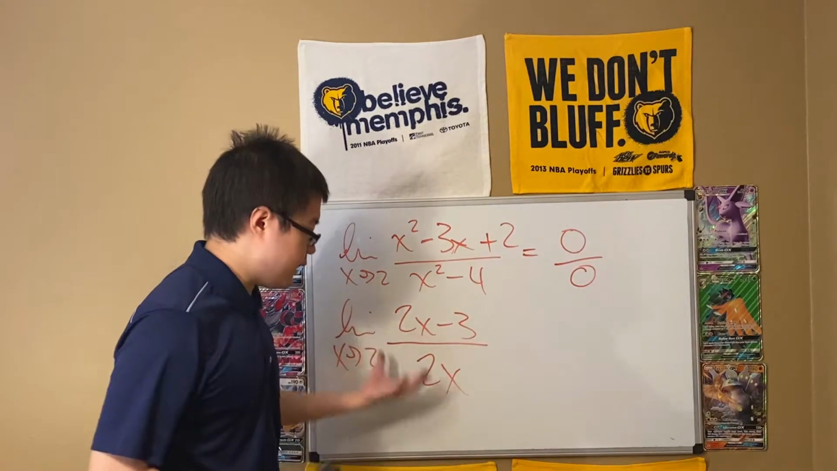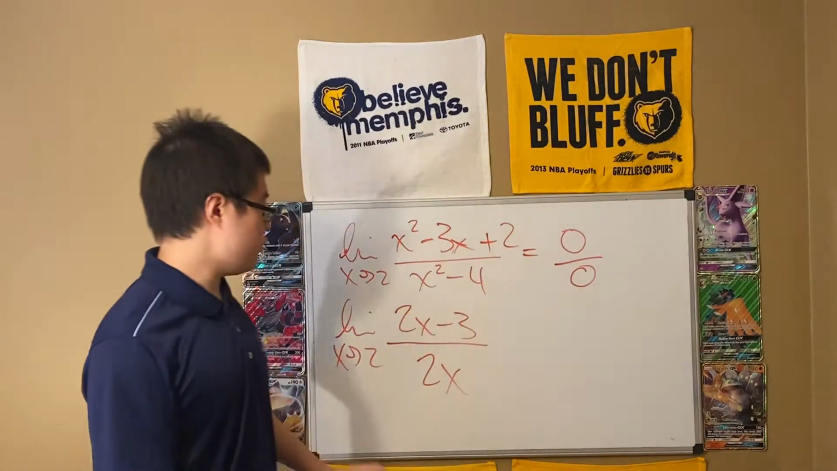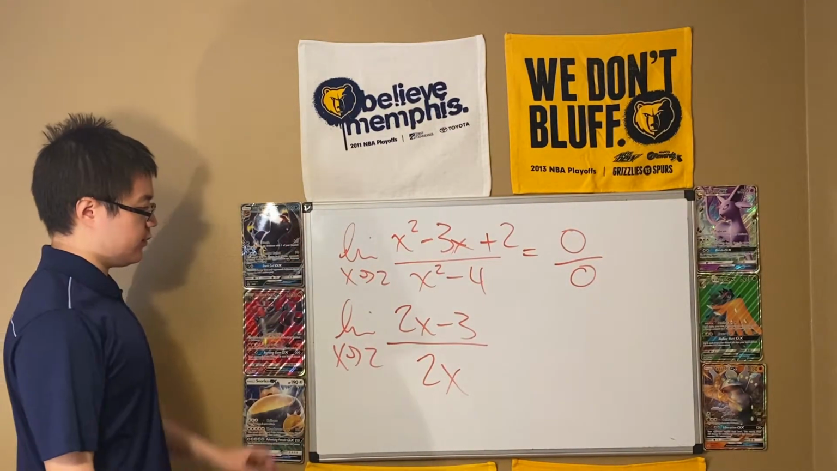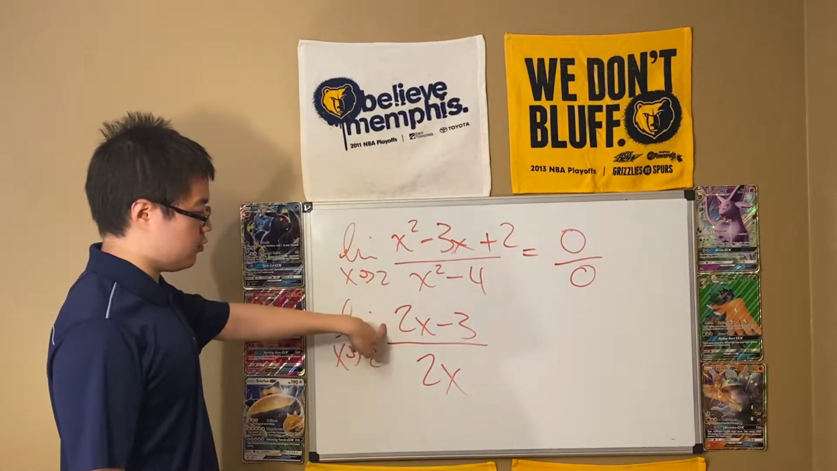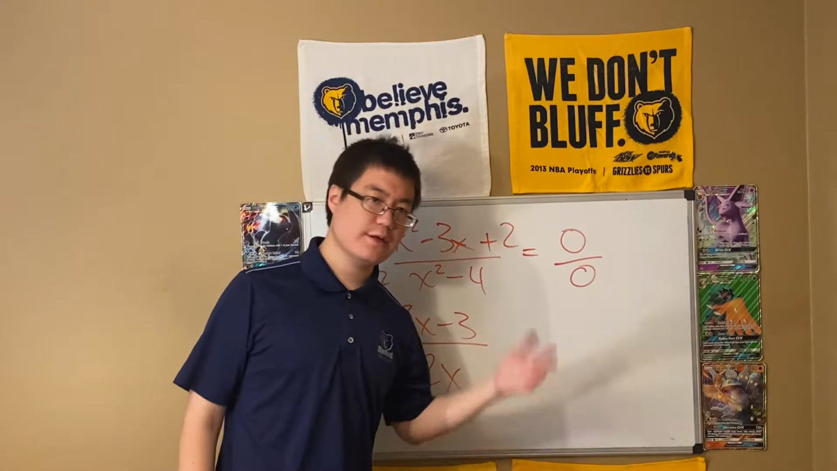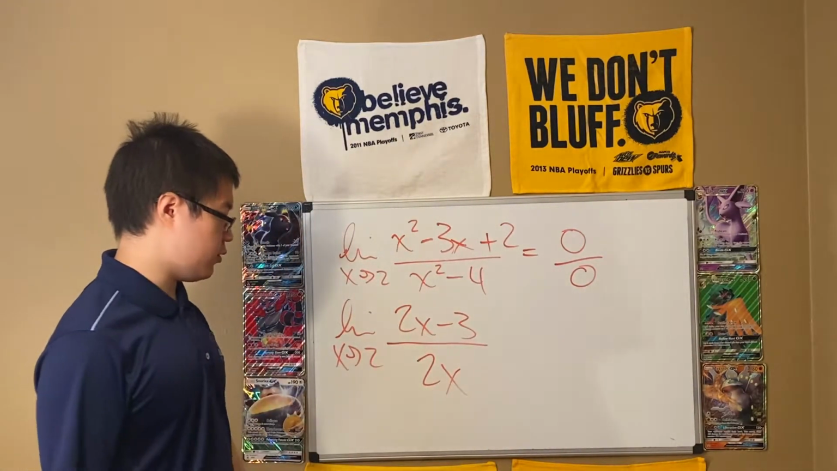And then again, when you apply the L'Hopital process, you don't get the answer straight away. What you need to do is you just need to evaluate this easier limit. Notice it is easier because derivatives are usually easier. So when we plug in 2 here, you'll get 4 minus 3. That's 1. And then when you plug in 2, you'll get 4 on the bottom.